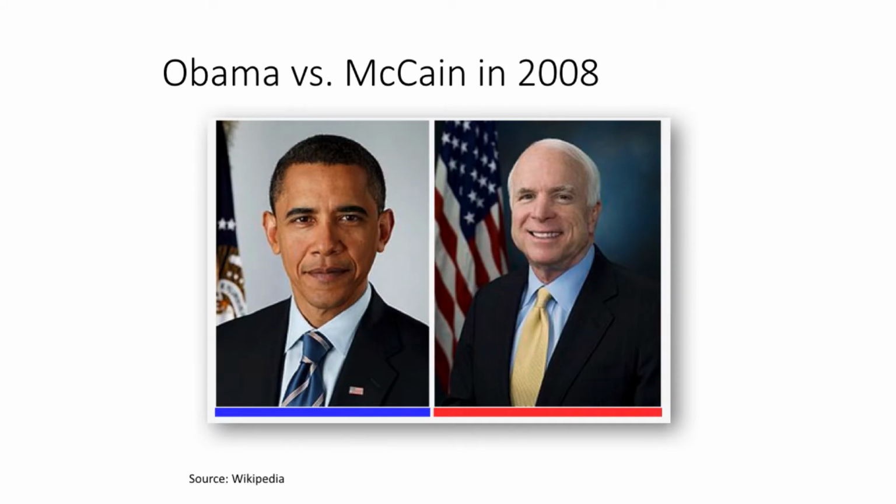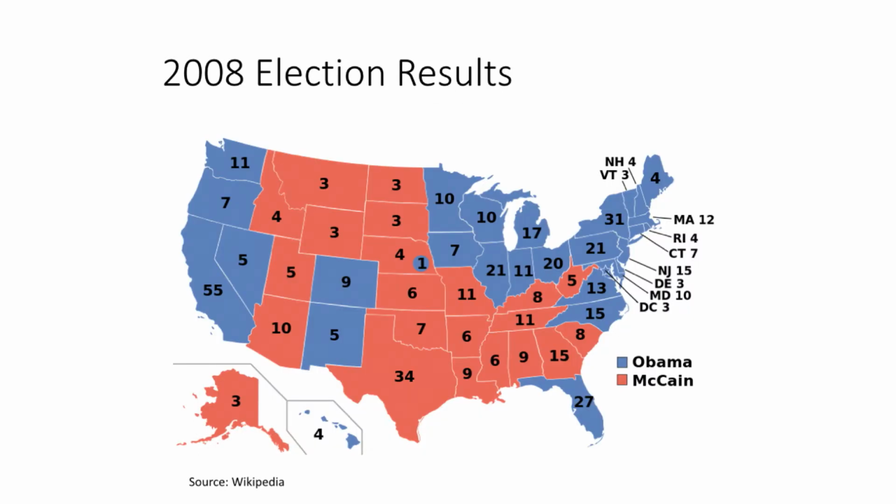In 2008, the two presidential candidates were Barack Obama and John McCain. This is a map of the election results. In the United States, the president wins based on the number of states that he or she wins overall. And so in this map, the blue states are those states that Barack Obama won, meaning he got a greater percentage of votes in those states, and the red states are those that John McCain had won.